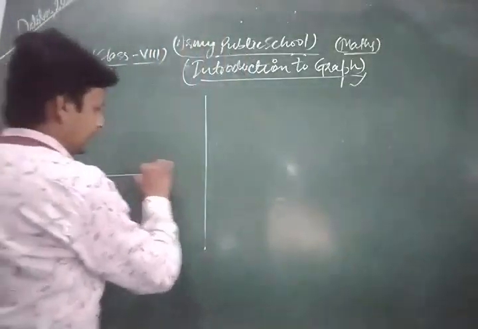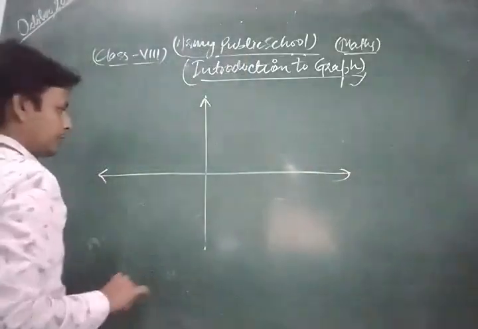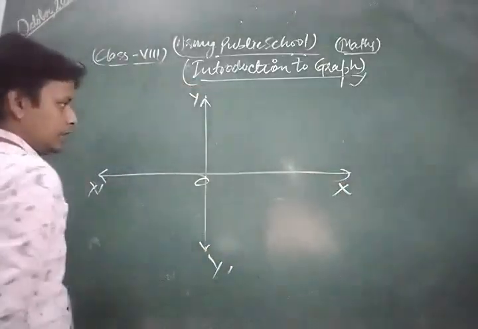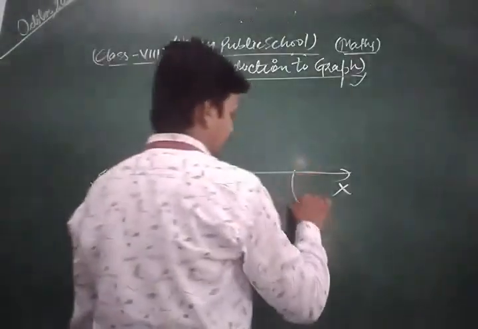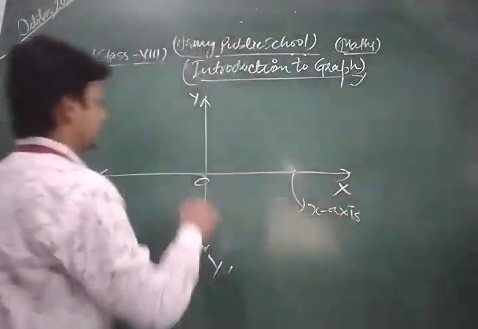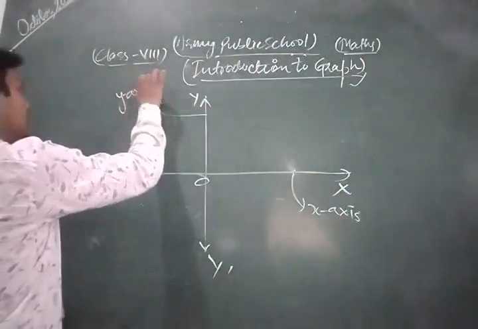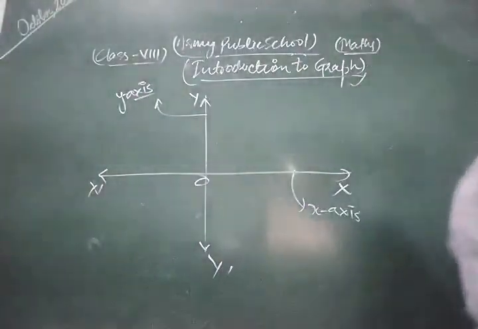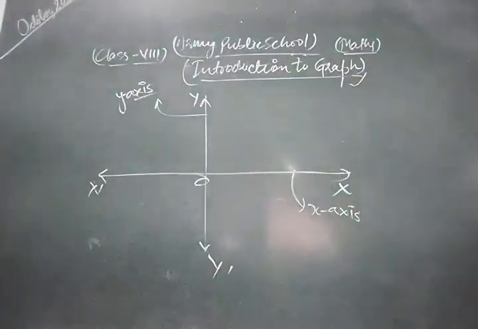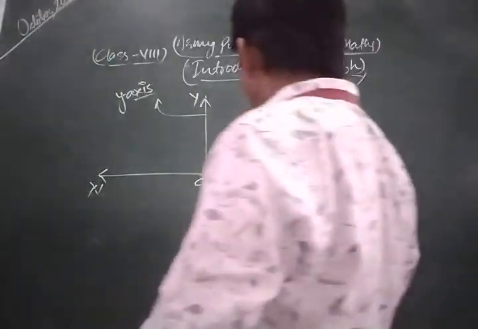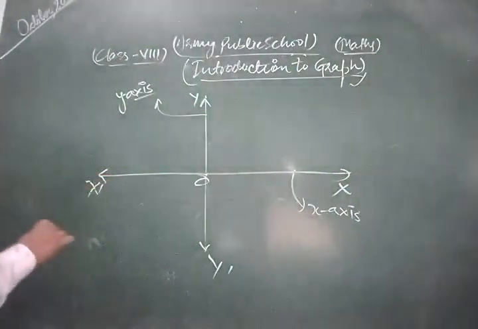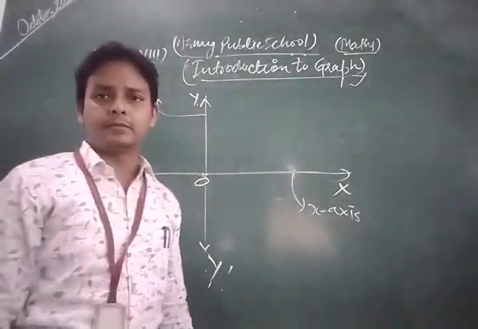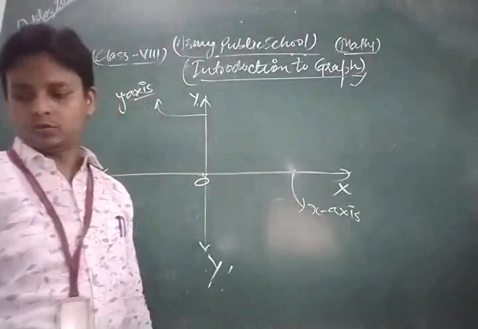You know that here there are two mutually perpendicular lines, X'OX and Y'OY respectively. Here XOX' is your x-axis, and this is the y-axis. Now this horizontal line X'OX is your x-axis, and this vertical line Y'OY is which axis? Y axis. Okay dear students, now look.